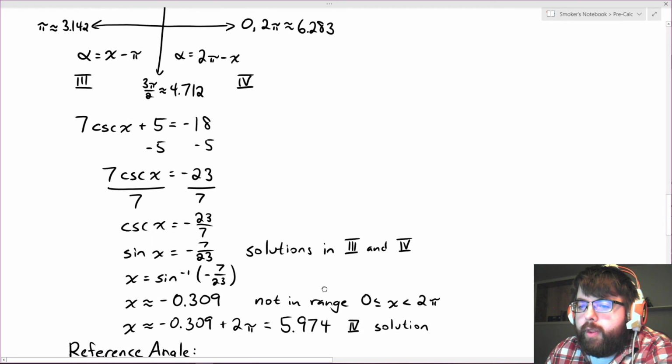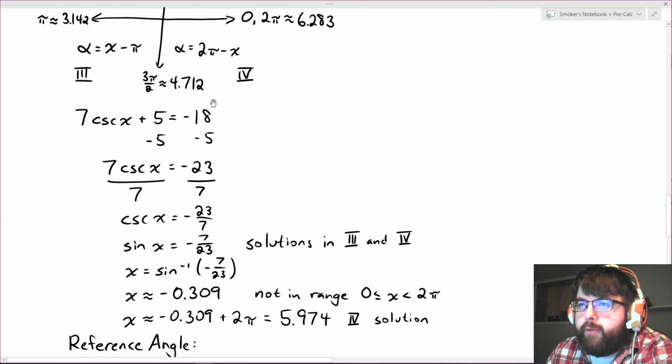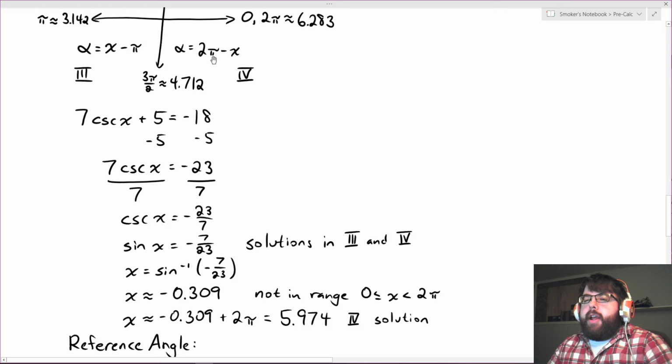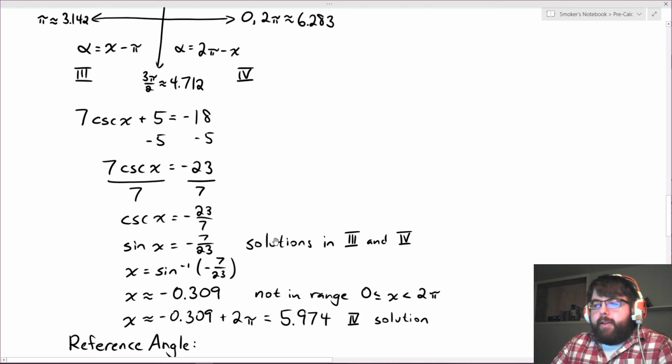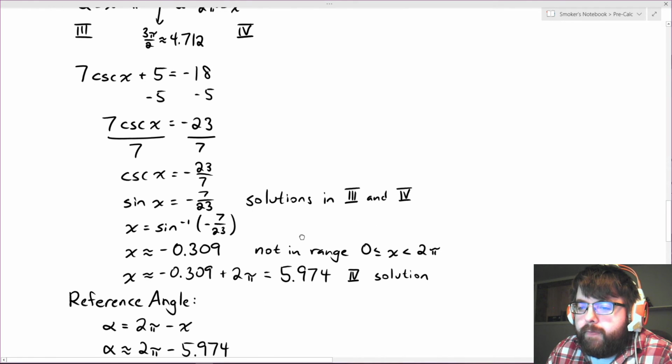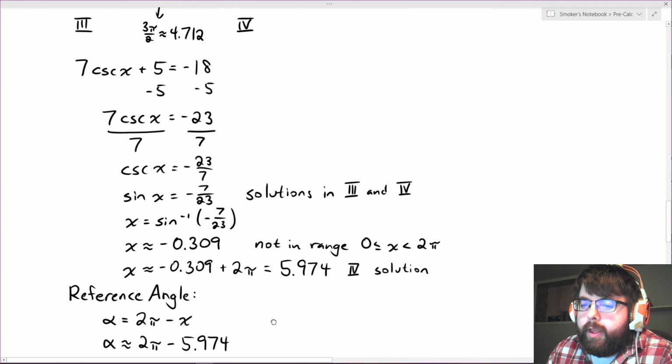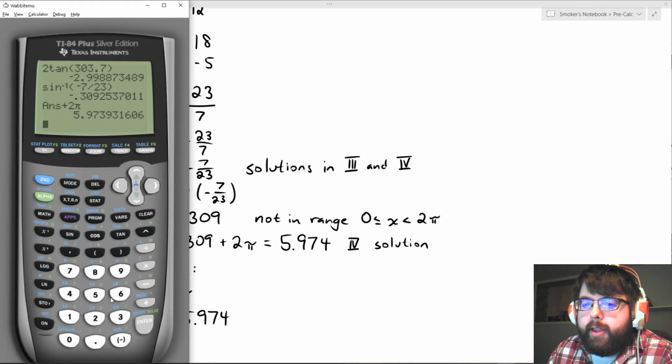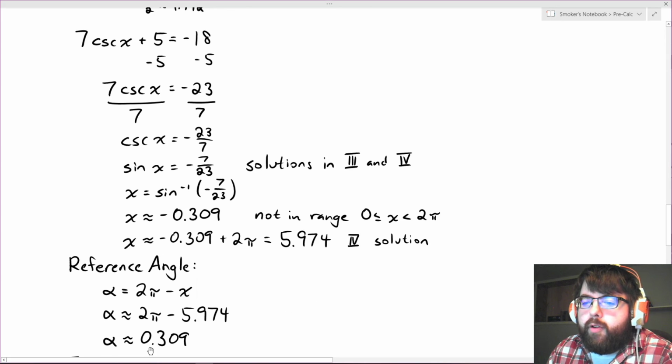So the reference angle, we're going to use the quadrant 4 reference angle formula, and again, these are now in radians, so it's 2 pi instead of 360. And 2 pi minus x, we're going to fill in for x the value that we got up here. And our alpha, and I can do this in the calculator, we're going to do 2 pi minus answer. And our alpha is 0.309. Yeah, that's our reference angle.